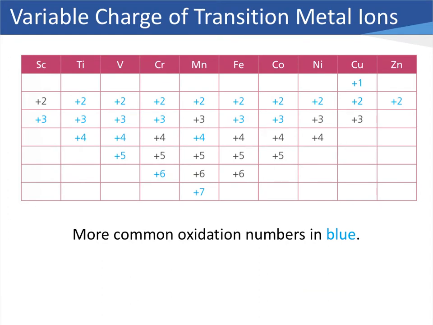This is a table with more common oxidation numbers found in blue. Copper can be +2 or +1 as the most common oxidation states. All of them can be +2. And remember that zinc is not a transition metal by definition.